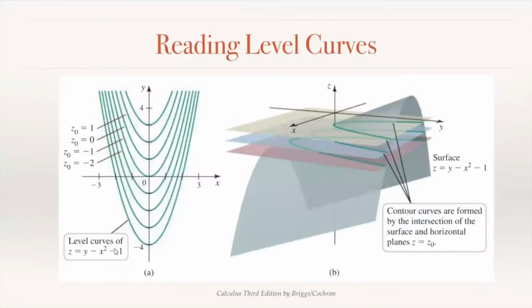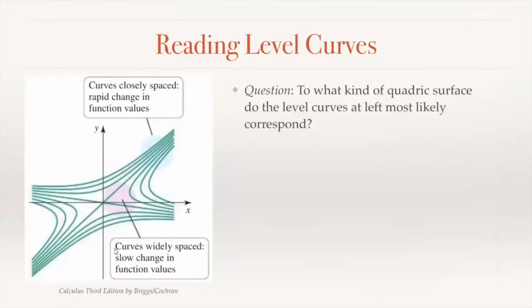So here are various level curves, and we see that here z is increasing as we move from one level curve to the next in this direction. So piecing those together, we can see that the overall function might look something like this, as these are the corresponding contour curves to which they correspond. So what kind of quadric surface do the level curves at left most likely correspond?